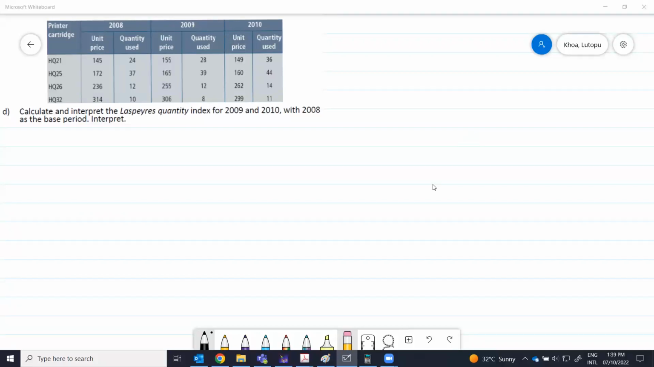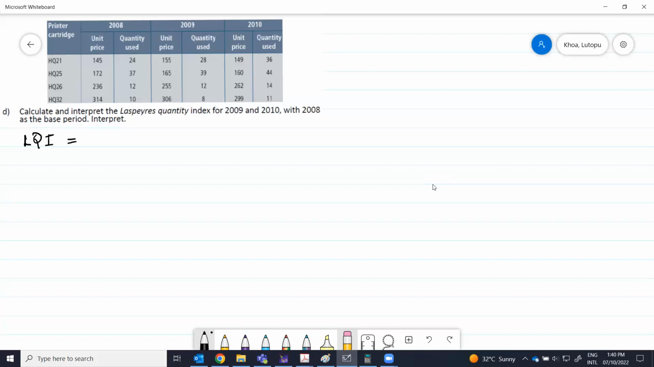We calculate and interpret the Laspeyres quantity index for 2009 and 2010 with 2008 as the base period. So remember to interpret your results. That means you need to say what that means. So if you get, let's say, 102 point something, explain what that 102 point something means. So we start with Laspeyres quantity, not price.